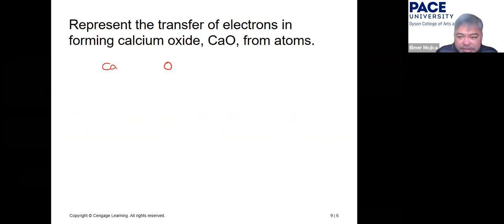You have a periodic table with you. You look at the group number. Since calcium is in group 2, you can say, most likely this has 2 valence electrons. Oxygen, on the other hand, is in group 6, so most likely you're going to put there 6 electrons. So it has 6 valence electrons. So what happened?